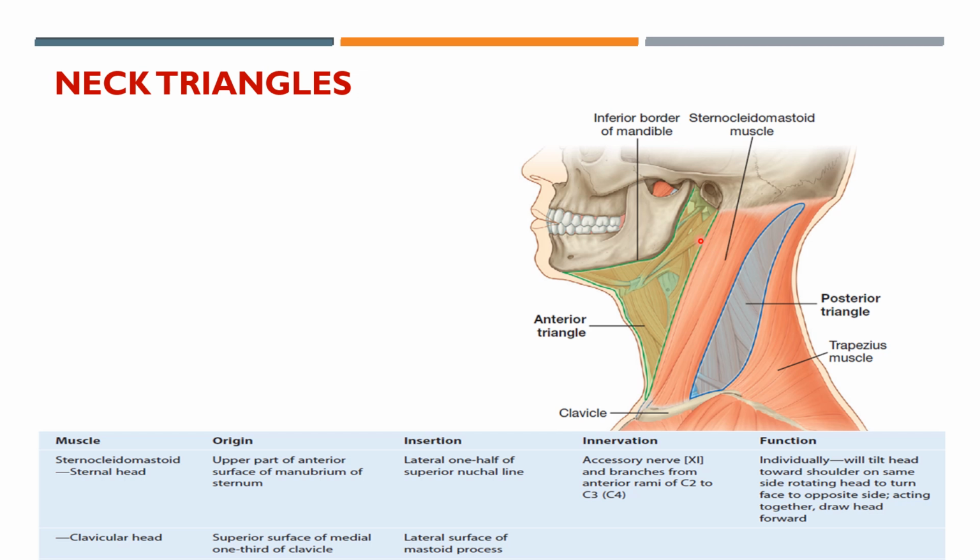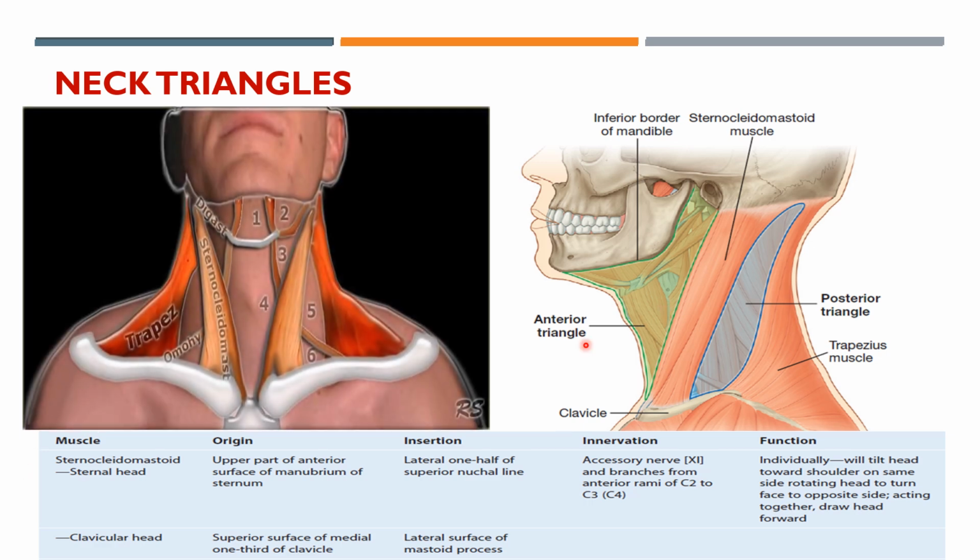And its action, it moves the head laterally. It assists in the lateral movement of the neck. As I said, this is the sternocleidomastoid muscle, and this is the trapezius muscle. So here, this is the imaginary line in the middle, and this is the mandible above, and the sternocleidomastoid. So this is the site of the anterior neck triangle.